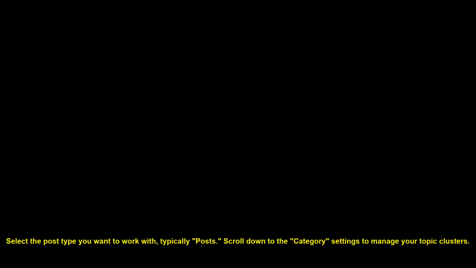Scroll down to the category settings to manage your topic clusters. Add relevant categories that reflect the clusters you want to restore. Once you've set your categories, save the changes.